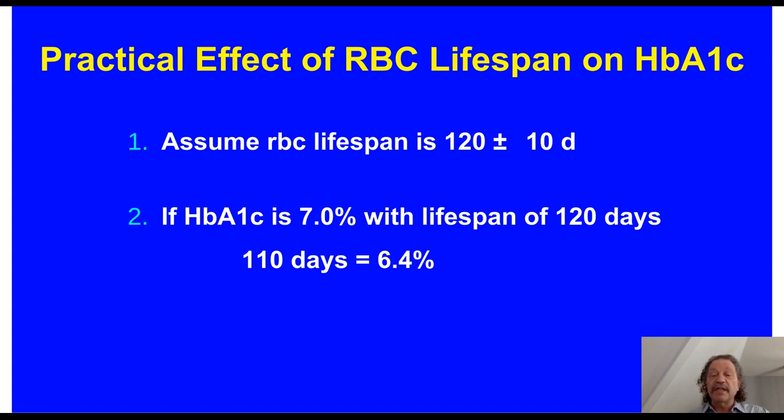Now, this means that the target for treatment of somebody with diabetes is 7%. So if the red cell lifespan is 110, the clinician would think this patient is doing very well. Conversely, if the individual has a lifespan of 130 days, the hemoglobin A1c would be 7.6%, and the clinician would increase the therapy in that patient, even though the patient would have the same average glucose concentration as the individual who has 7% with a 120-day lifespan.